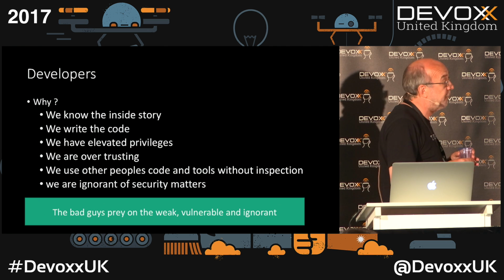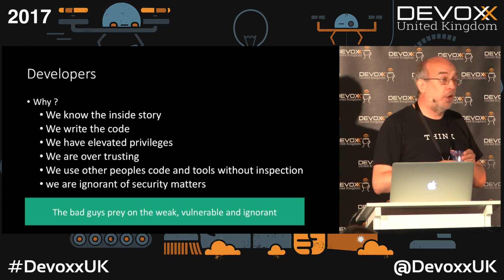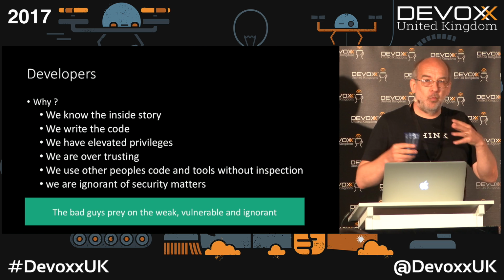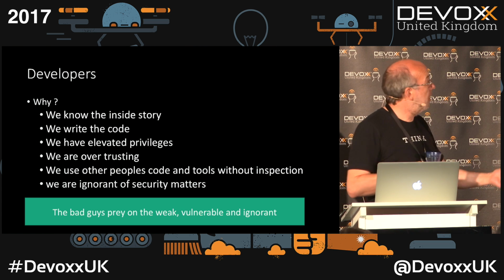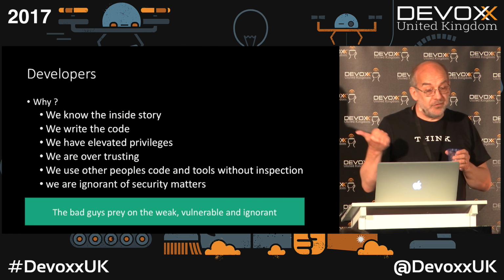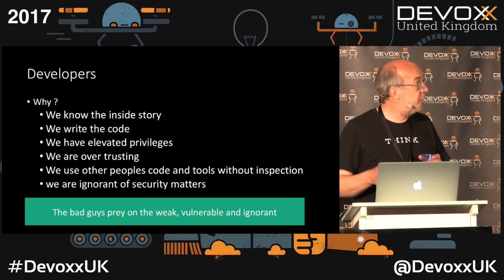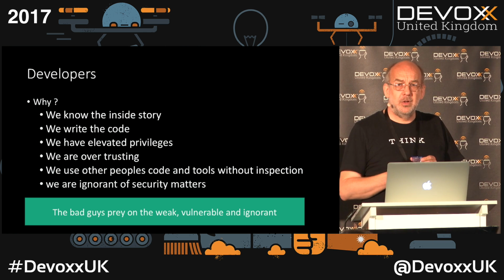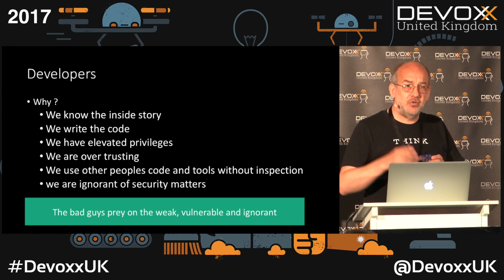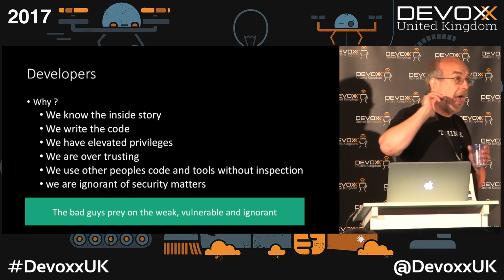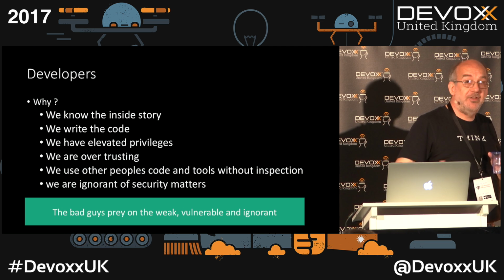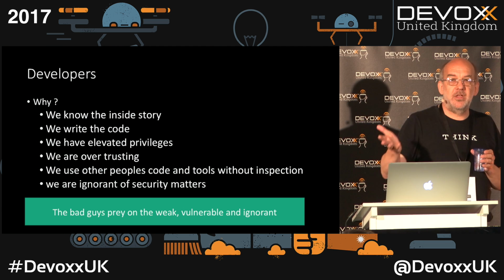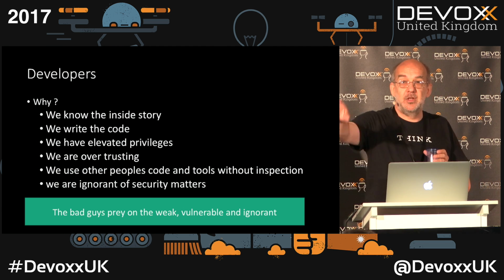The reason that we are a good candidate is because of what we can do. We know how it all works. We write the code. We tend to have pretty good privileges. We're very over-trusting. We use people's code without looking. We are very good at making use of other people's code without even worrying about vulnerabilities or even about provenance or anything about this code. We trust people to just do the right thing.